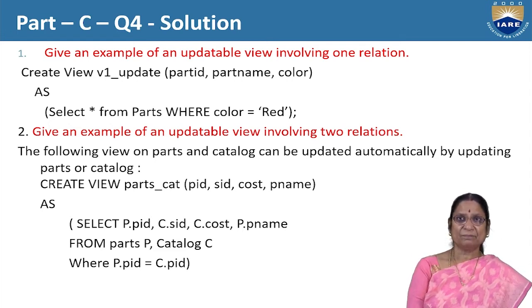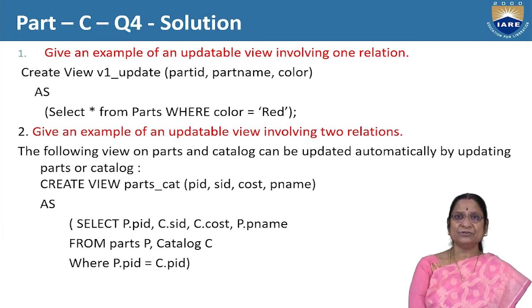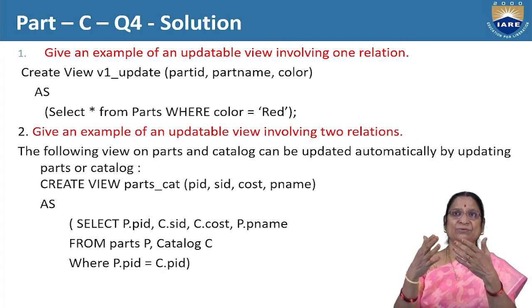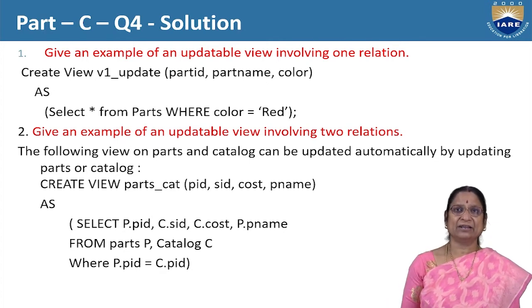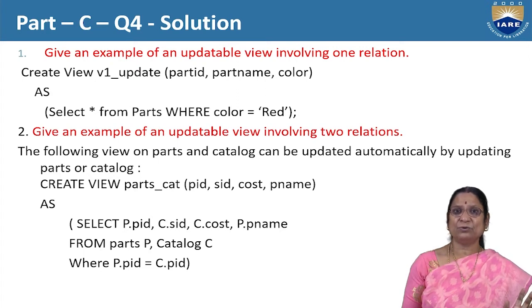So select star from parts where color is equal to red. Star means three attributes only. So these three attributes are automatically transferred to the attributes part ID, part name and color of the view. But not all tuples, the tuples are filtered. Only red color part tuples are going to be considered for our view V1 underscore update.